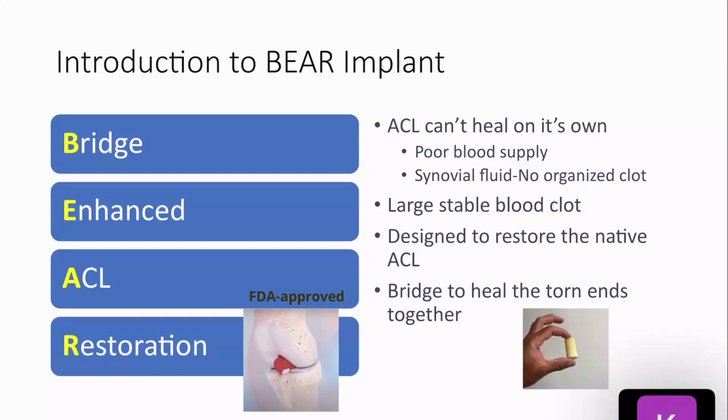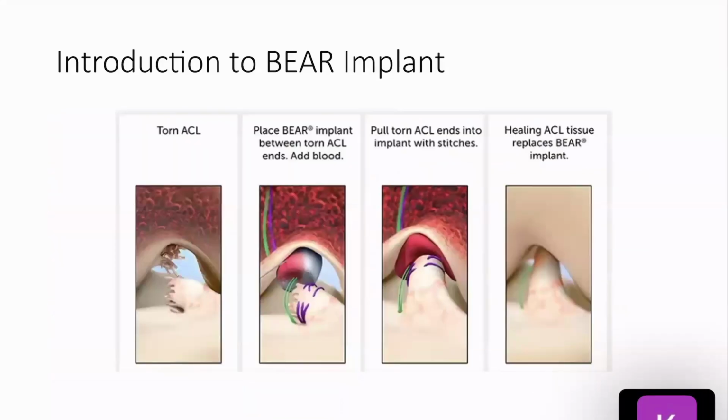And so the BEAR implant is a bioactive scaffold that simulates an organized clot to provide the bridge needed between the torn ends of the native ACL and to try to facilitate a repair. And the procedure is an arthroscopically assisted one that involves combining a method of suture repair of the torn ACL stump and the BEAR implant technique. And it requires a small arthrotomy to implant the device after the ACL tibial stump has been sutured.